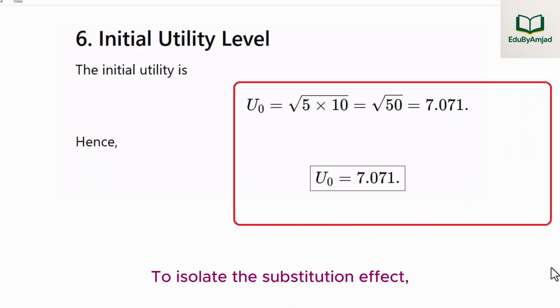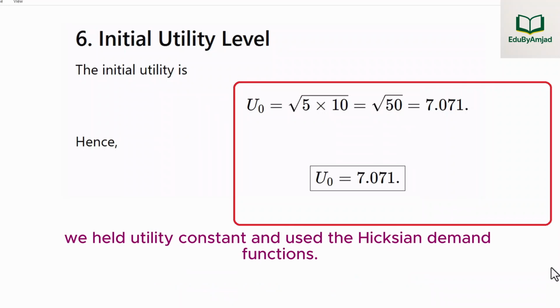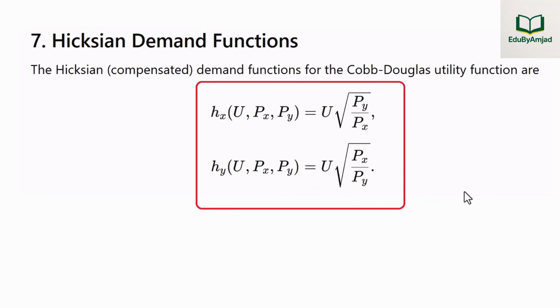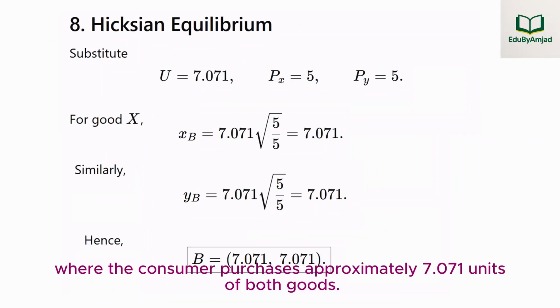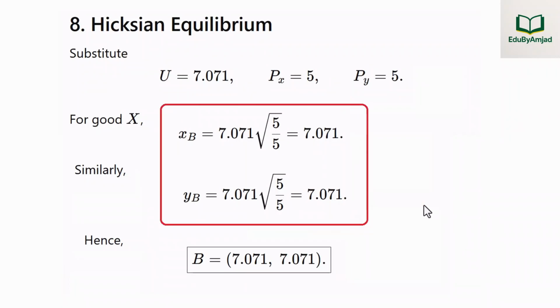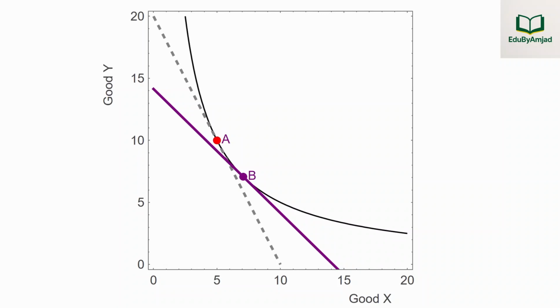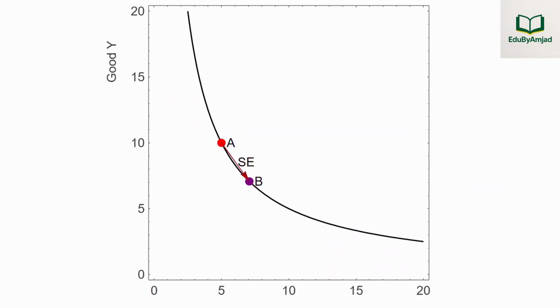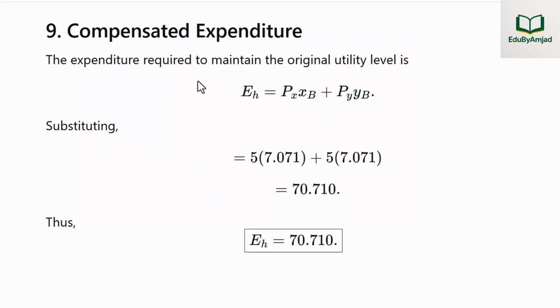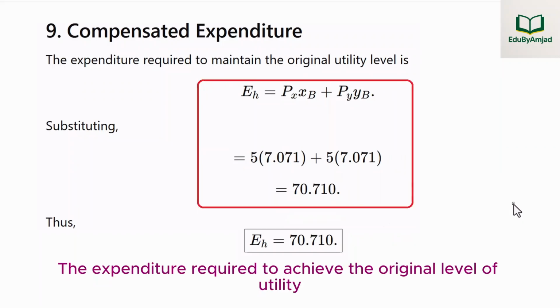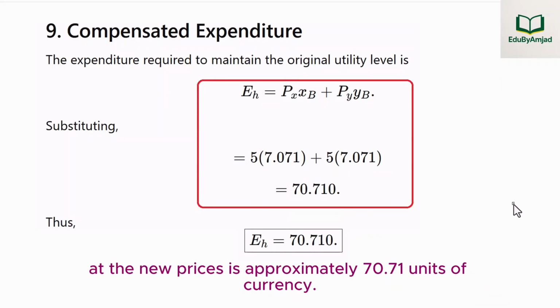To isolate the substitution effect, we held utility constant and used the Hicksian demand functions. This gave the compensated equilibrium at point B, where the consumer purchases approximately 7.071 units of both goods. The expenditure required to achieve the original level of utility at the new prices is approximately 70.71 units of currency.